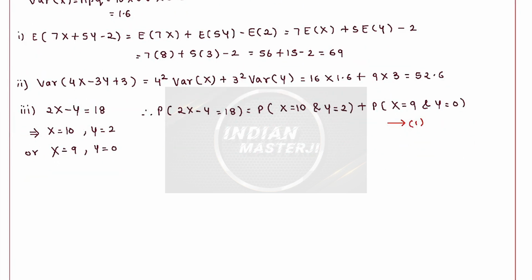So how do we find out this one now? Now let's try to find out this first part, probability of x being equal to 10 and y being equal to 2. We already know that x and y are independent. Correct?